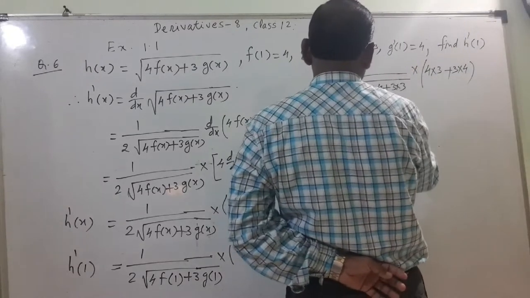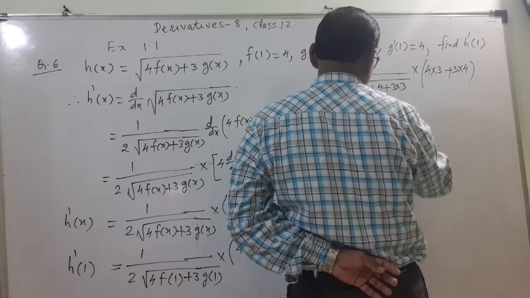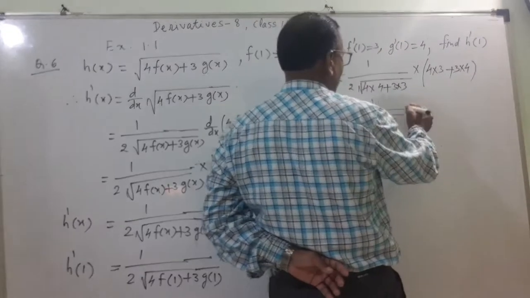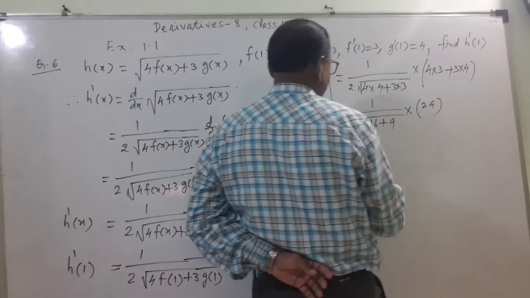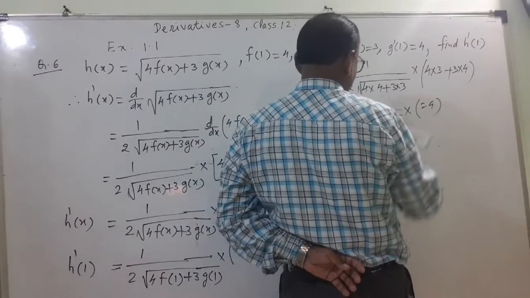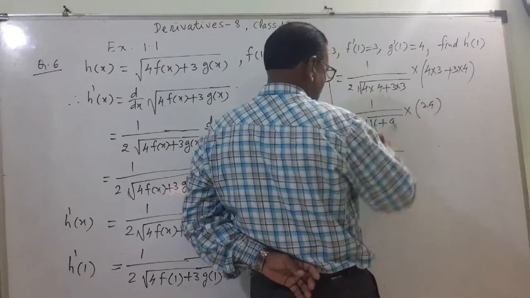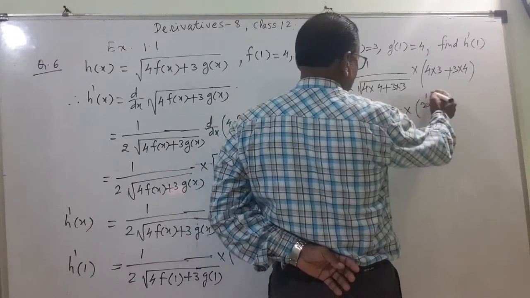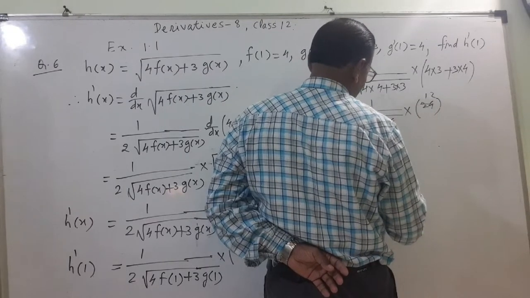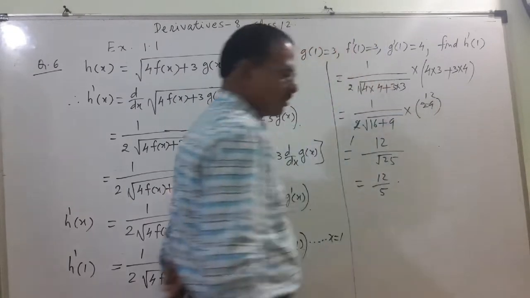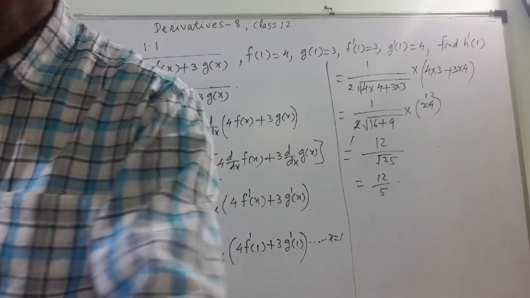That is equal to 1 upon 2 under root 4 fours are 16 plus 3 threes are 9. You can directly write 25, no problem. 4 threes are 12 plus 3 fours are 12, that is 24. That is equal to 2 twelves cancel, so 12 upon root 25, and that is nothing but 5. So 12 upon 5. So this way, this sum has been completed. I hope that you have understood this.